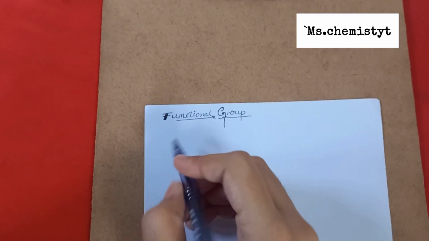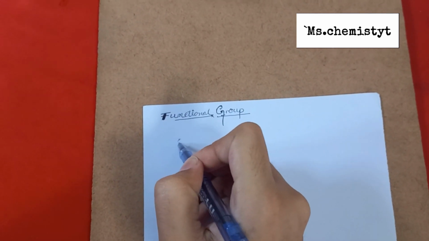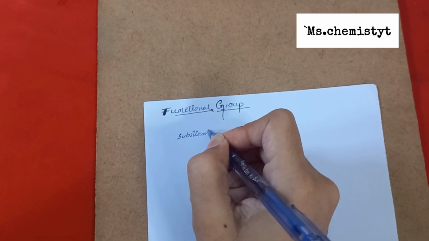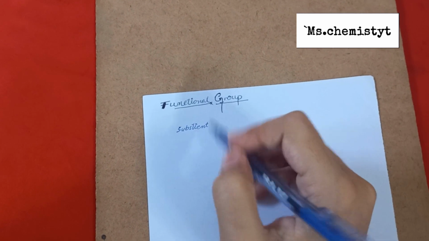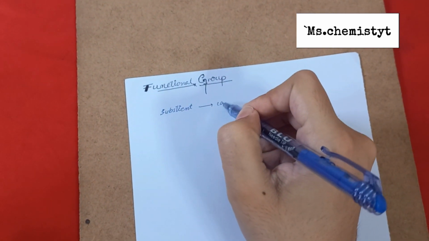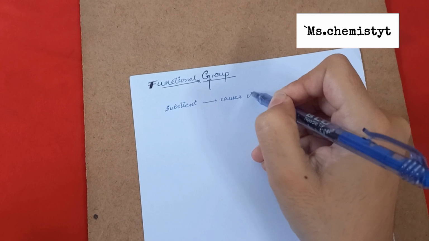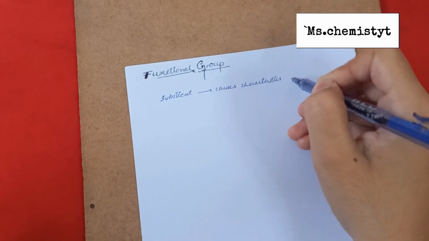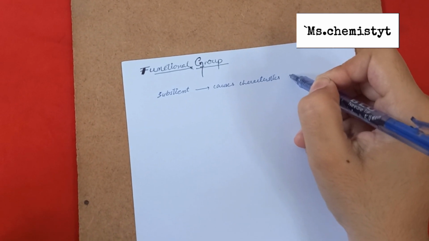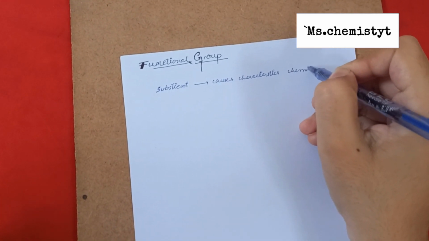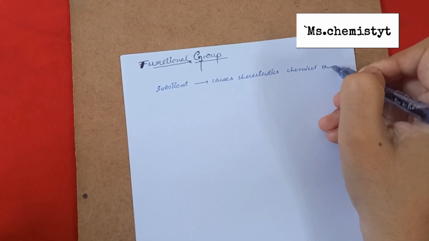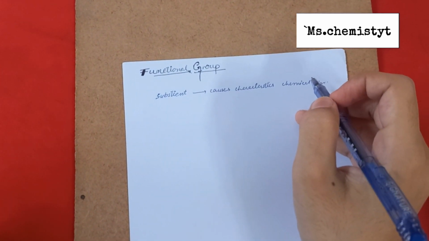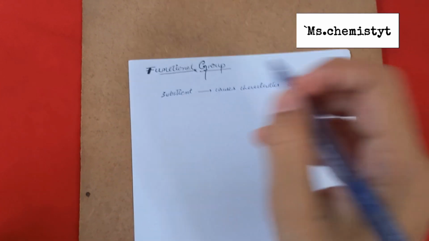So I can write here: the functional group is a substituent which causes the characteristic chemical reaction, and the same type of functional group will undergo the same type of chemical reaction.